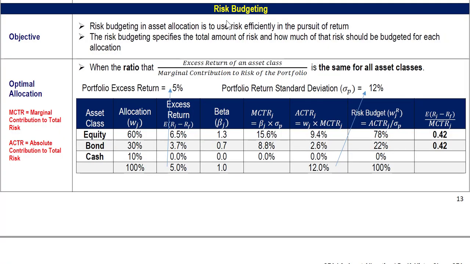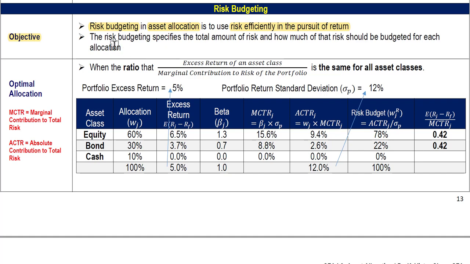The next knowledge point I think is very interesting and very useful is what we call risk budgeting. So what is the objective of risk budgeting? The risk budgeting in asset allocation is to use the risk efficiently in pursuit of return. In other words, we're going to use the asset allocation to budget the risk so that we're able to define an optimal portfolio. Therefore, we can actually control the risk through hedging behavior.